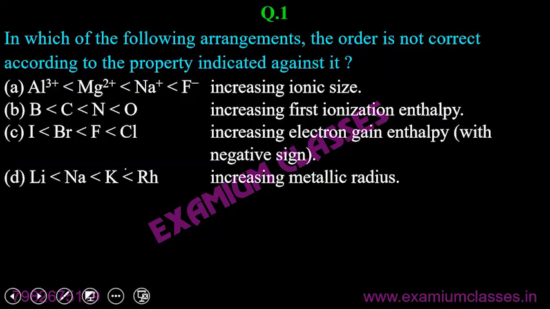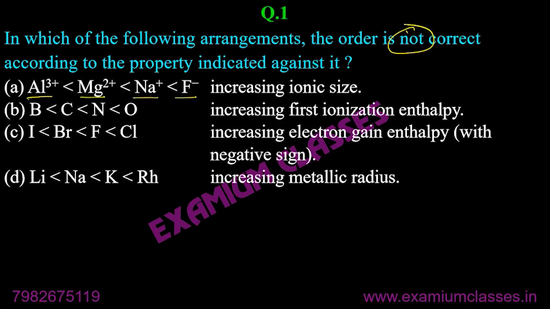First question, and pay attention because these will require attention if you don't know about the trends or if you are not confident about the trend. In which of the following arrangements the order is not correct according to the property indicated against it? Al3+, Mg2+, Na+, F-.